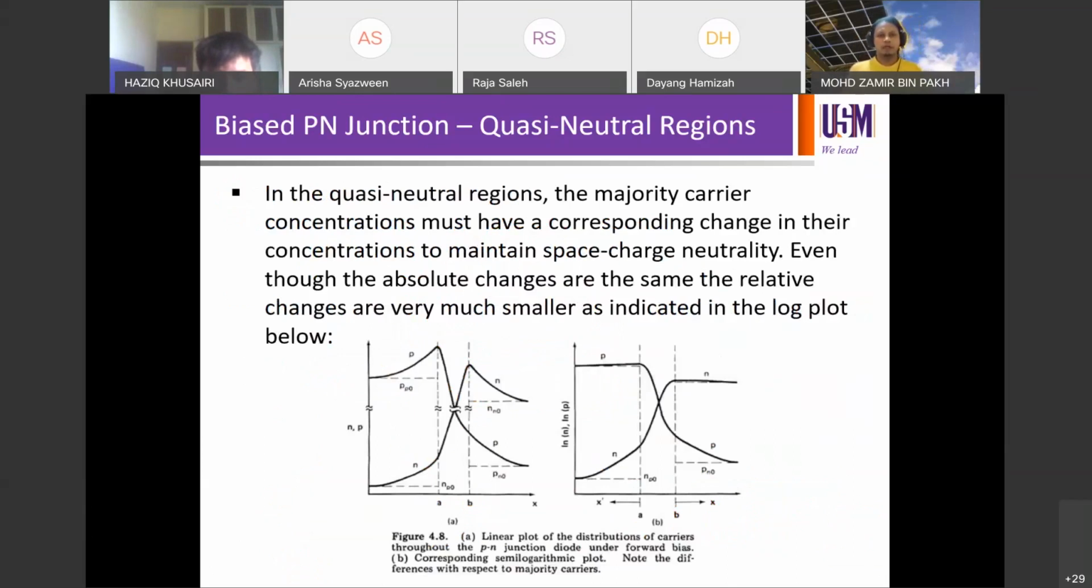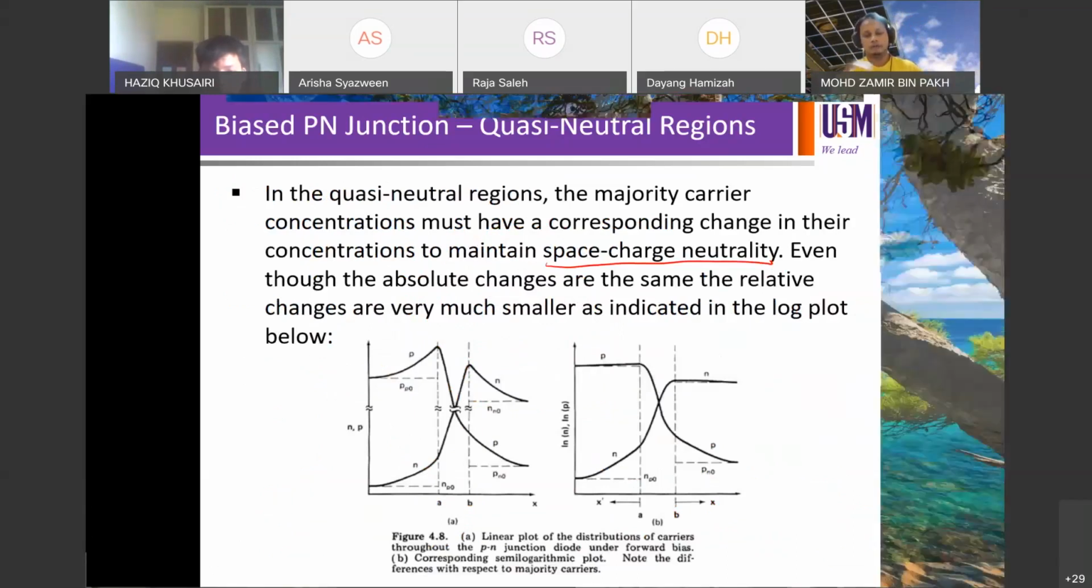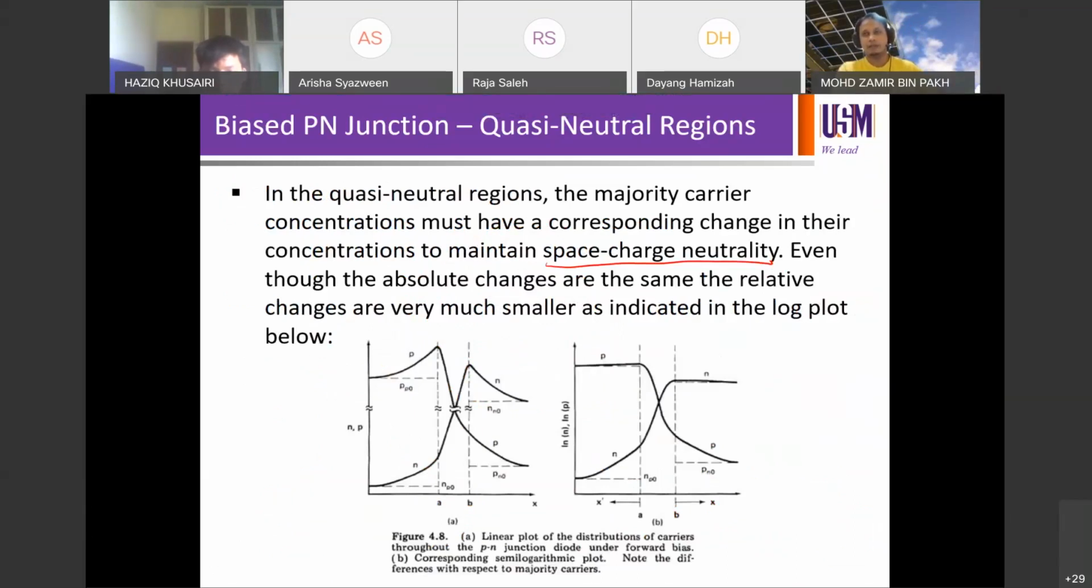So in the QNR, the majority carrier concentration must have a corresponding change in concentration by space charge neutrality. We talked about space charge neutrality before, when we talked about the density of electrons and holes and the concentration of acceptor and donor dopant atoms, in order to maintain space charge neutrality. So they look like this on the linear plot. We normally don't use the linear plot, but they look like this on a linear plot.